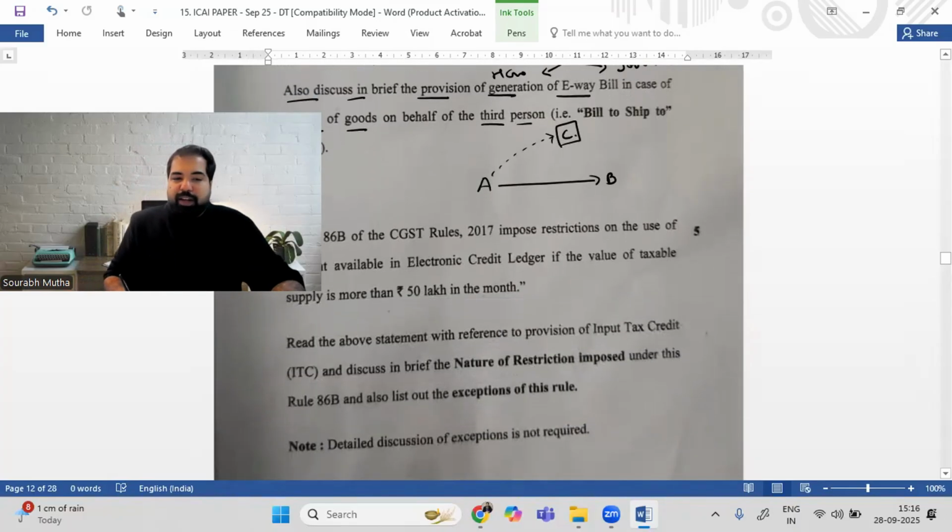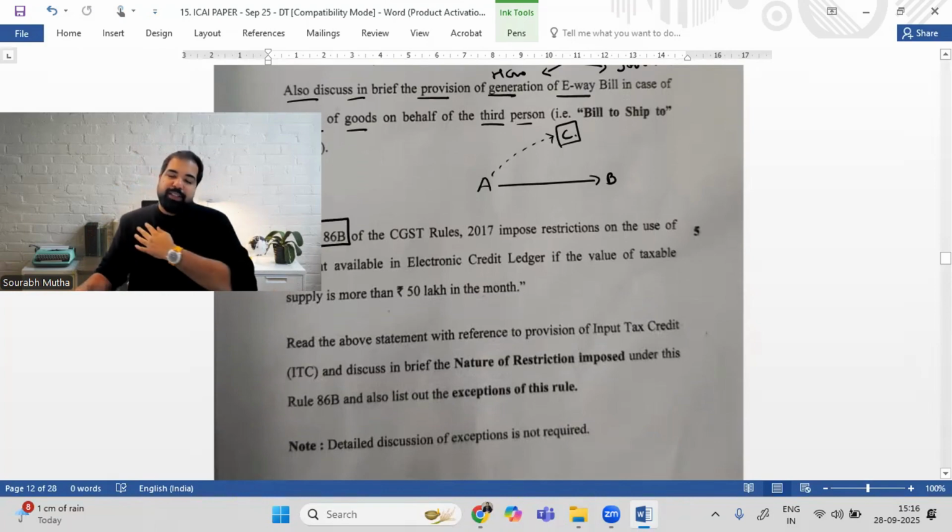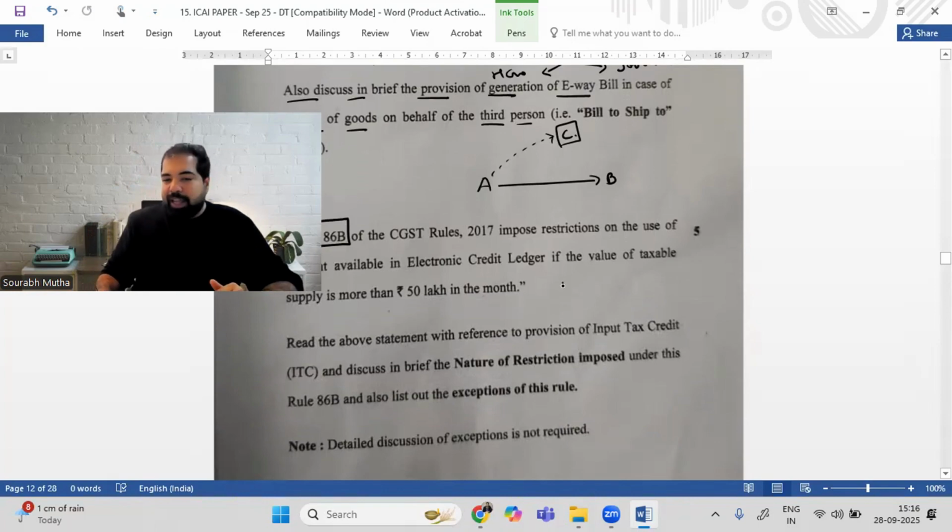Next. Guys, we are at question number 8. This is the last question technically. Rule 86B. Let's talk about that. Guys, before we go to the question, what is Rule 86B? Guys, if my liability of GST is 100, my credit is 120, can I use my credit? Of course, yes. But then how will the government get cash? So Rule 86B is a shortcut.